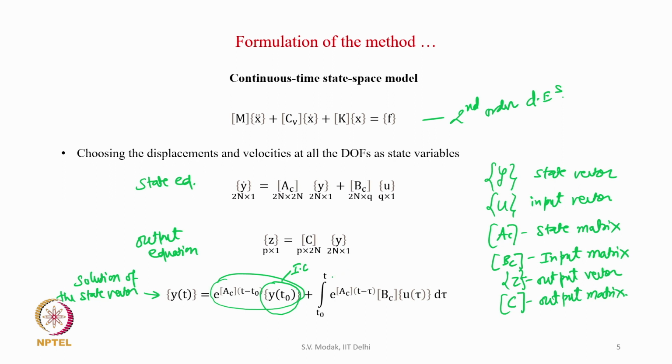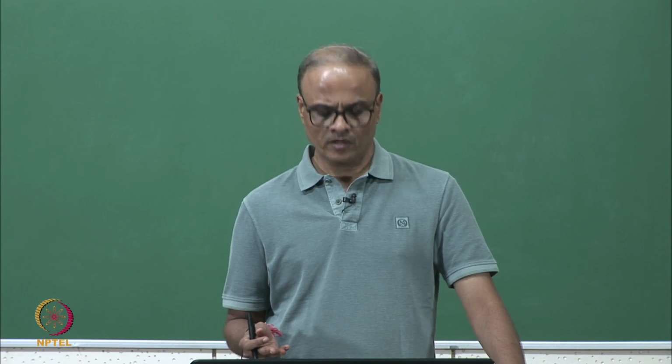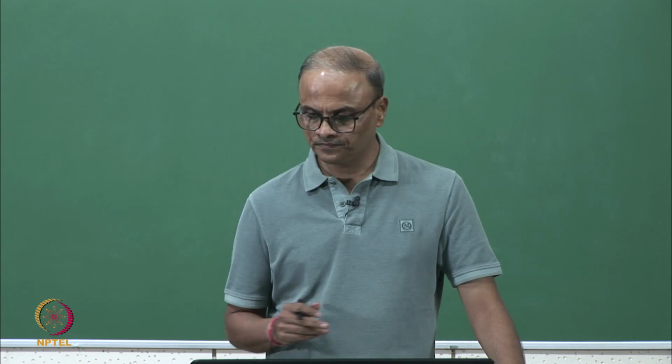And then the second term depends on the input which is acting on the system. You can see here this is the input vector u tau, where tau is the dummy time variable. So this second term quantifies the response due to the input acting on the system. This is the integral solution. Once the input vector is specified, the integration can be carried out and the solution can be determined.